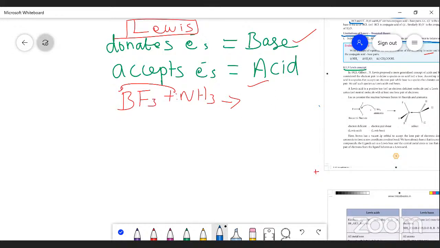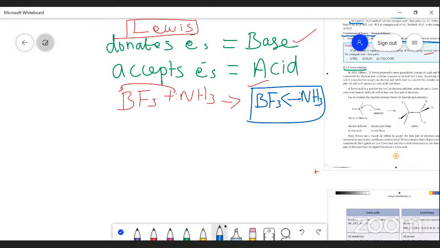See, there is a new type of chemical bond formed between the ammonia and BF3 that is not aromatic. What it means, sir, is that here the lone pair of electrons of ammonia is donated to boron.